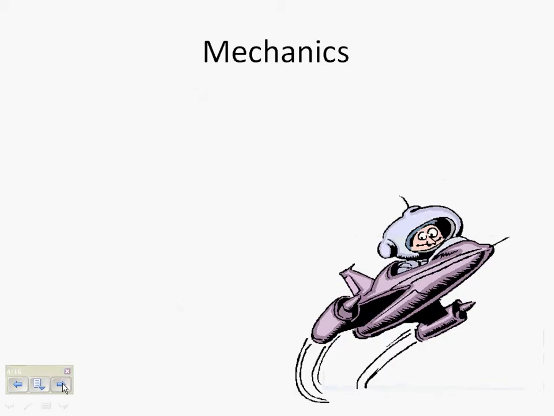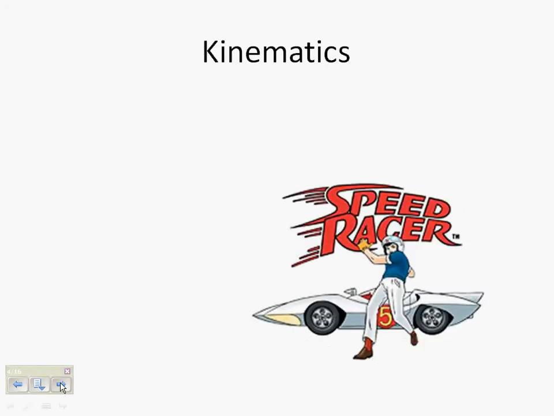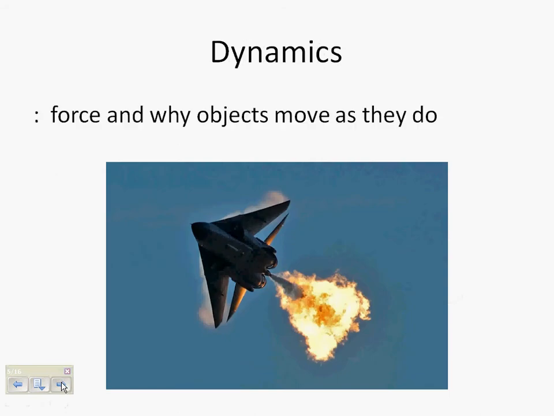Some definitions for us that we'll be using in physics. Mechanics, the study of motion of objects and the related concepts of force and energy. A subgroup of that is kinematics. And kinematics is the study of how objects move, while dynamics is a study of the force and why objects move as they do. So currently we're studying mechanics and specifically kinematics.